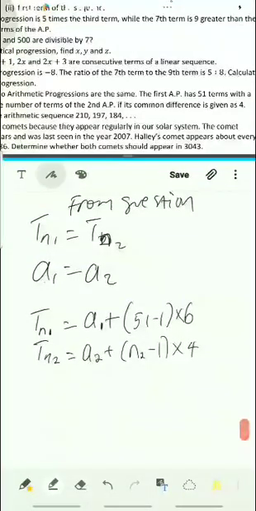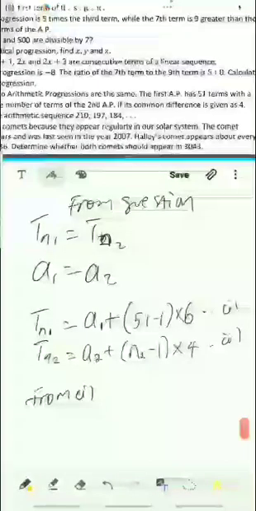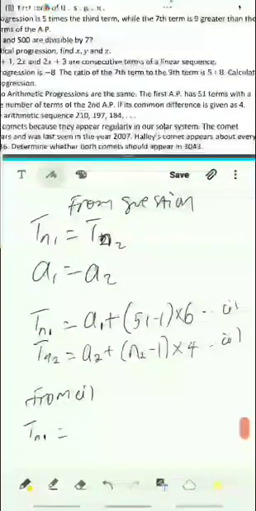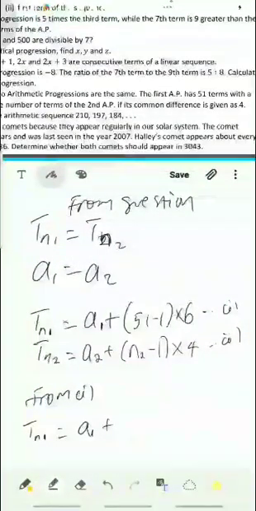Okay, so how do we solve something like this? This is 1, this is 2. From equation 1, Tn1 is equal to what? A1 plus, expand this bracket, you have what? 51, 50 times 6, that's 300. So this is Tn1. Okay?